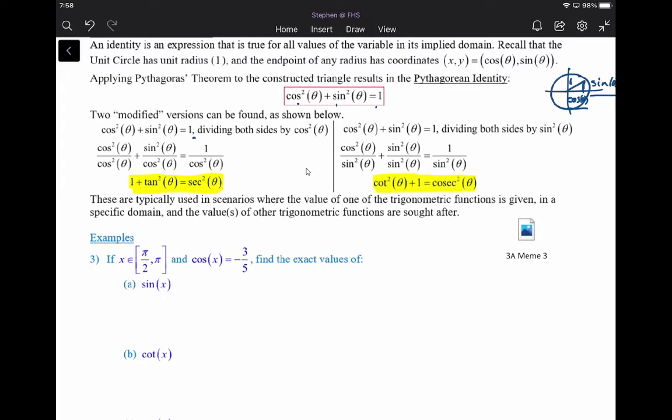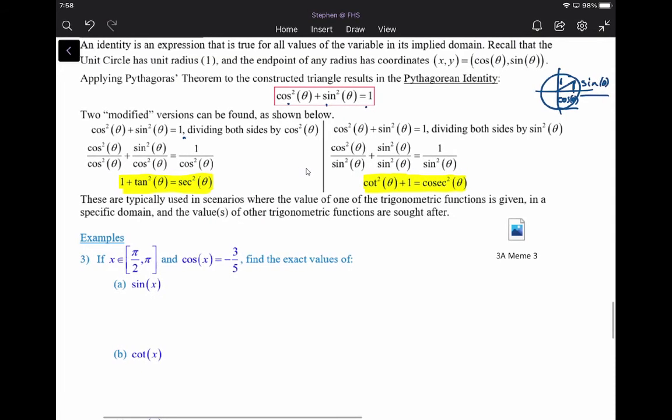The good news is that these, I believe, are on the formula sheet, so you don't need to memorize them. If you feel like you need to derive them from first principles each time, that is okay. Just make sure you know this one very well off the top of your head, and then the other two can be derived quite easily.